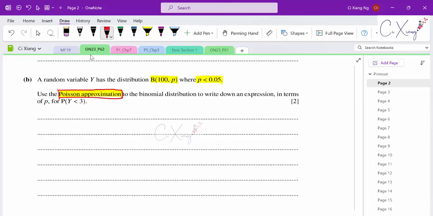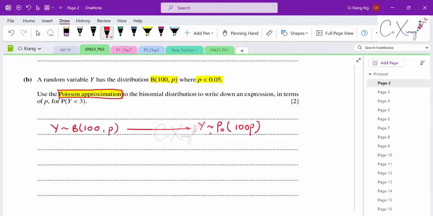Using the Poisson approximation to the binomial distribution, write down an expression in terms of p for Y smaller than 3. I'm having Y as a binomial distribution with 100 and p, and now I want to change it to Poisson. To get the lambda in Poisson, basically it is the mean. To get the mean from a binomial distribution, it is n times p. So n is 100, and you take 100 times p to get lambda, 100p. This is how you change binomial to Poisson distribution.